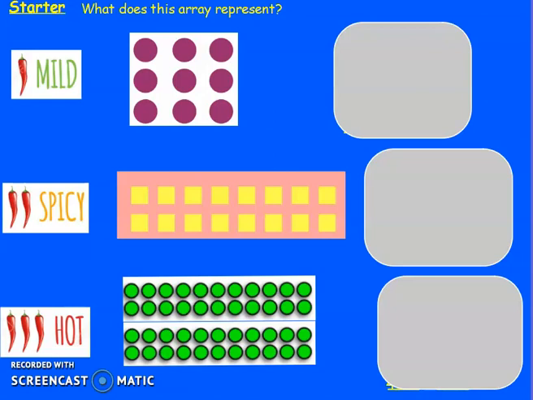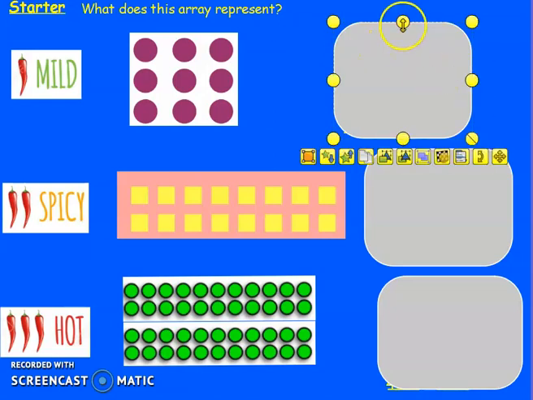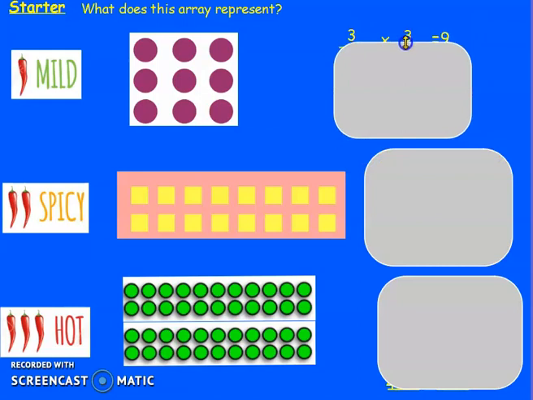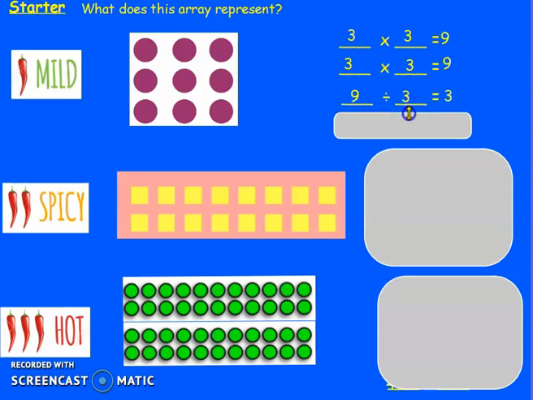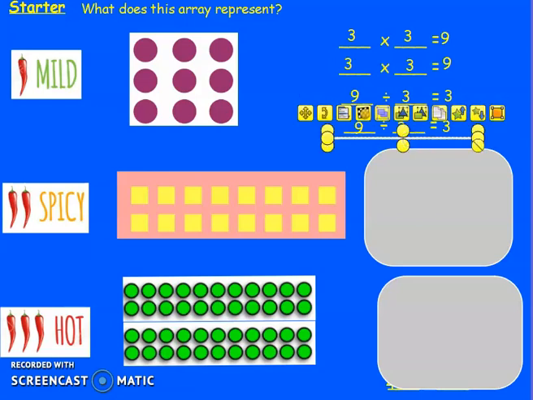Okay, let's have a look at the answers together. Can you mark them in your maths book? The first challenge, the array showed us 3 times 3 equals 9. 9 divided by 3 equals 3. Give yourself a mark if you got that right. Don't worry if you got any wrong, you can write the correct answer at the side.